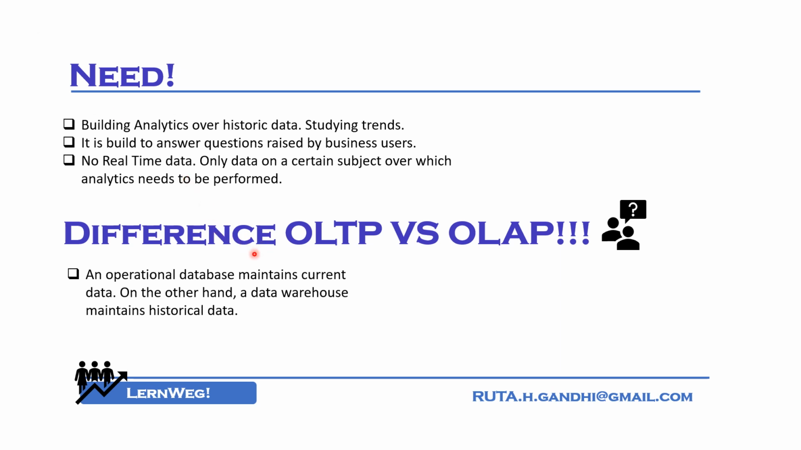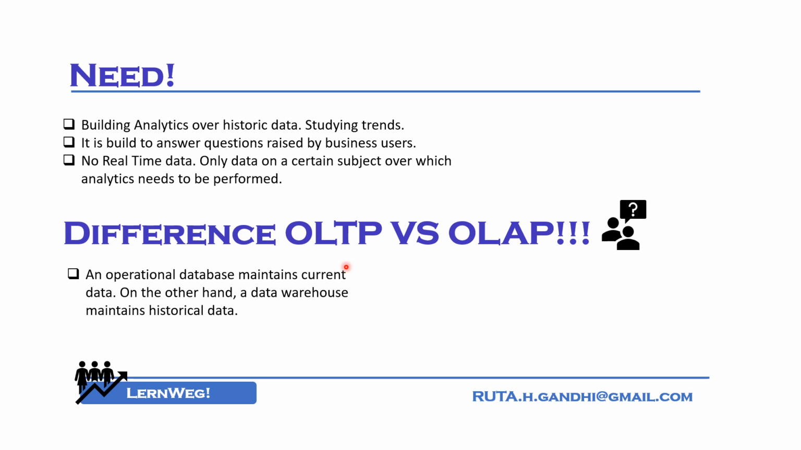So let us move on to the difference between OLTP and OLAP. OLAP stands for Online Analytical Processing and OLTP stands for Online Transactional Processing. So OLTP is nothing but an operational database which maintains current data and OLAP is for decision making by business users. So it is kind of a data warehouse which maintains historical data to find out the trends.